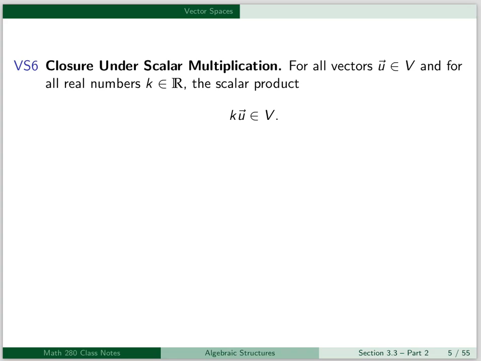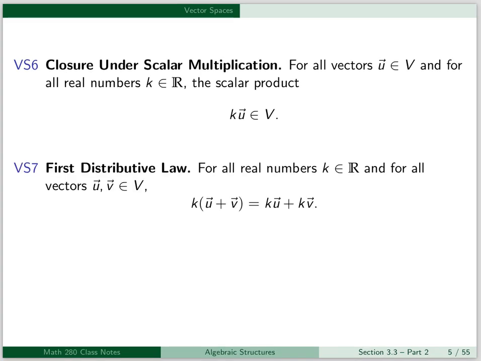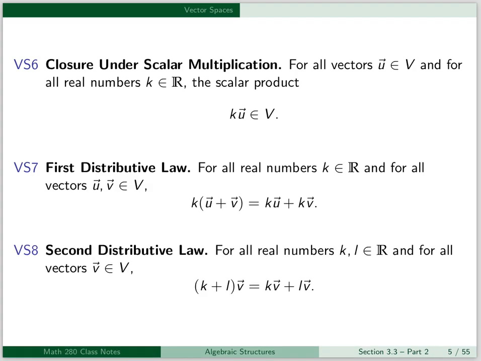VS6 is closure under scalar multiplication. For all vectors u in V, and for all real numbers k, the scalar product k times u is in V. So when we multiply a real number times a vector, we obtain a vector. VS7, the first distributive law, says for all real numbers k, and for all vectors u and v in V, k times the quantity u plus v is equal to ku plus kv.